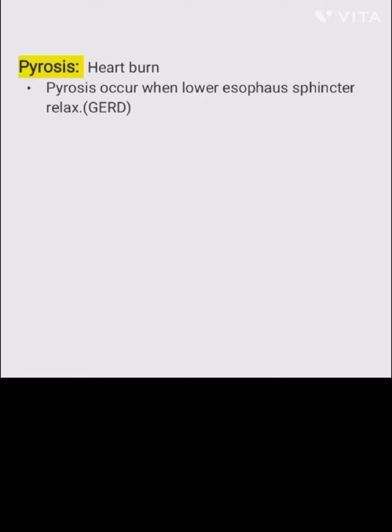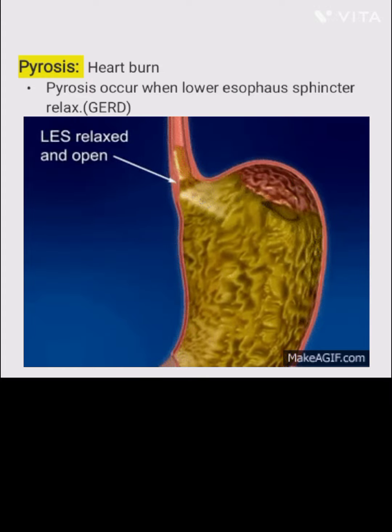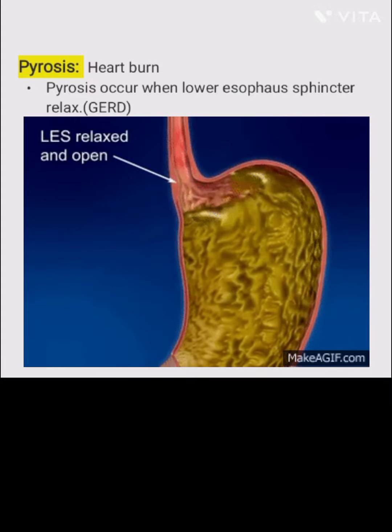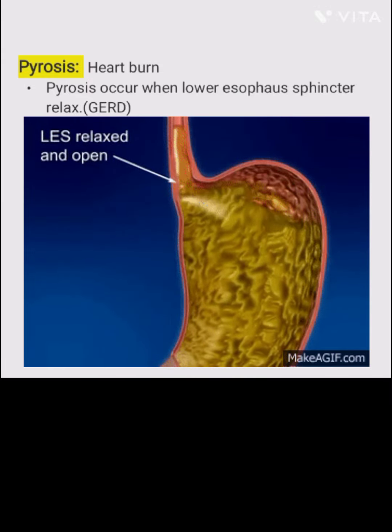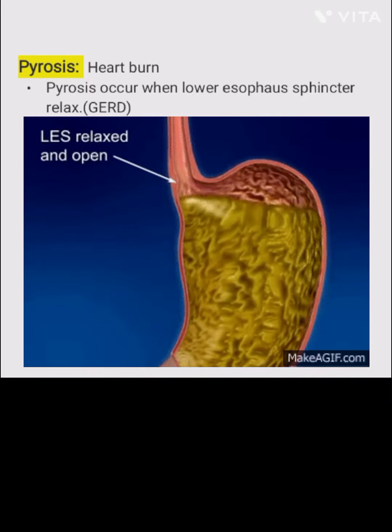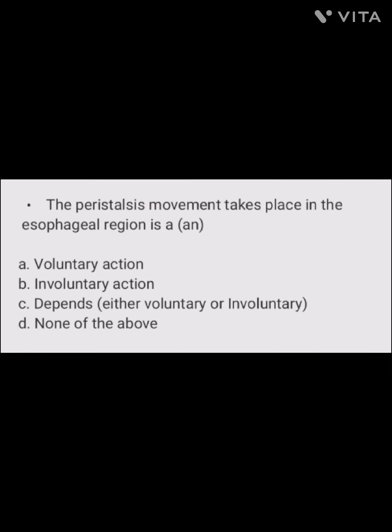Pyrosis. The term pyrosis means heartburn. Pyrosis occurs when the lower esophageal sphincter relaxes. Pyrosis is mostly seen in gastroesophageal reflux disease. Here we can observe clearly when the lower esophageal sphincter relaxes and hydrochloric acid moves upward, then the person gets heartburn. This is called pyrosis. We can see one MCQ here.